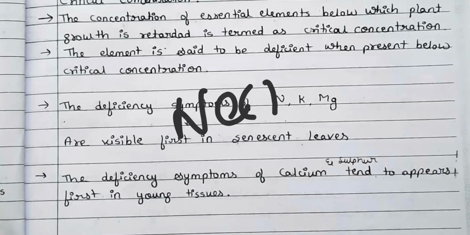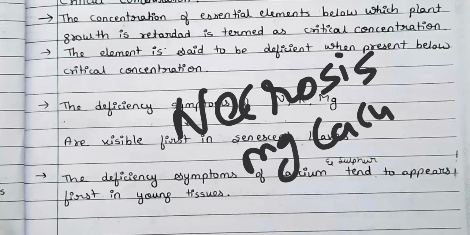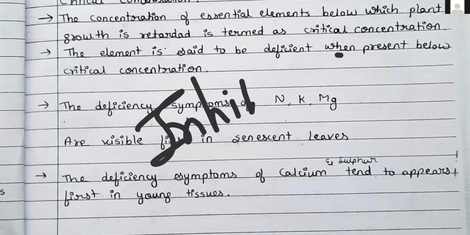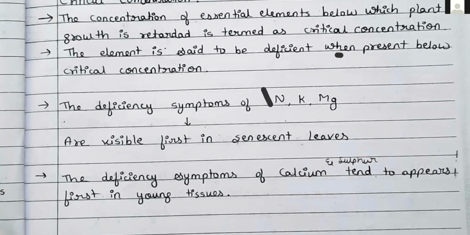Necrosis. Ma'am, magnesium, calcium, copper, and potassium. Yes, correct. Mg, K, calcium, copper. Next, Jugal. Yes, ma'am. In premature leaf tissue, that's an inhibition of cell division. N, K, S, Mo: nitrogen, potassium, sulfur, and molybdenum.